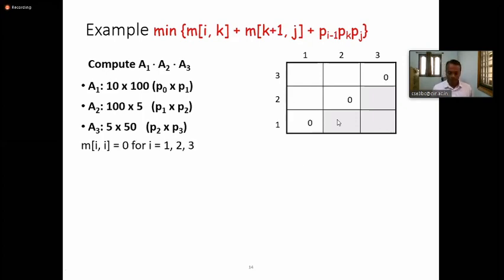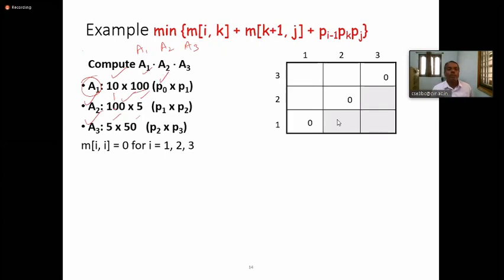See here, how many matrices are there? I have taken A1, which is one matrix, A2 is another matrix, A3 is another matrix. Now, what is the size of my A1? My A1 is 10 into 100. My A2 is 100 into 5. My A3 is 5 into 50. Okay, clear now? I already told you, this first one we call P0.